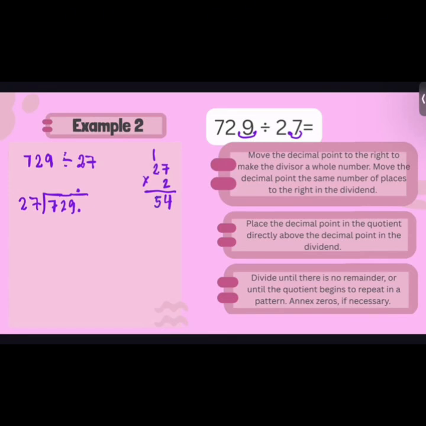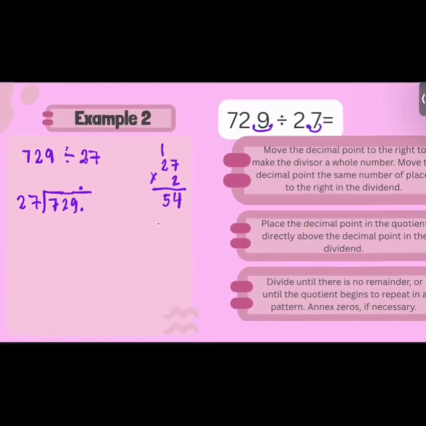Then, why not? Let's try multiply it to 3. So, 27 multiply kay 3. So, 3 times 7 is 21. So, 1 carry up 2. 3 times 2 is 6 plus 2 is 8. So, 81. Si 81 ay hindi po pasok kay 72. Therefore, we are going to use the 2. Ito pa ang gagamitin natin.